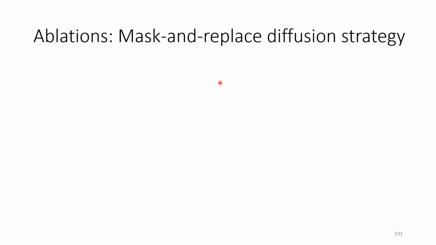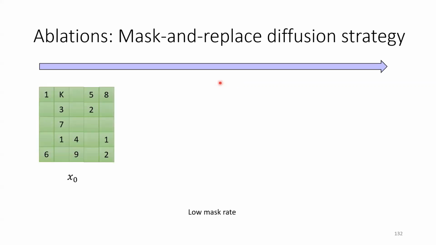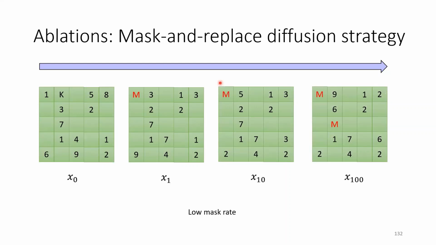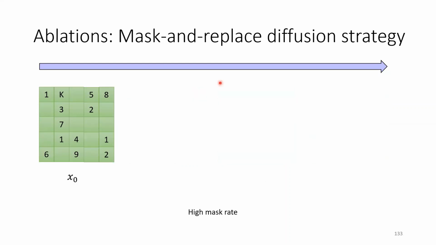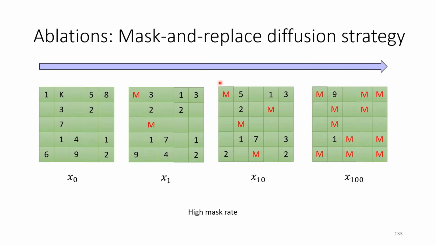To see the effect of this strategy, they have introduced something called mask rate. Mask rate is nothing but the degree to which the input image is masked during training. So basically, when the mask rate is low, we'll see fewer mask tokens in the final time step. And when the mask rate is high, we'll see a higher number of mask tokens in the final time step.